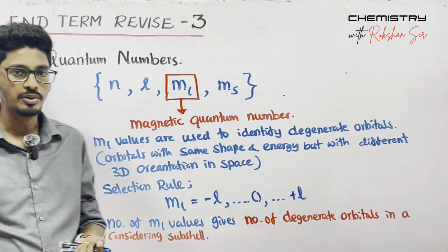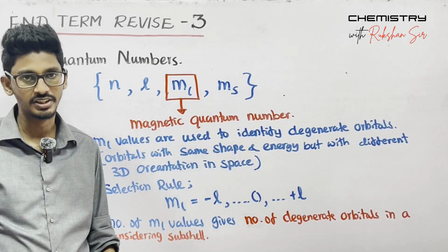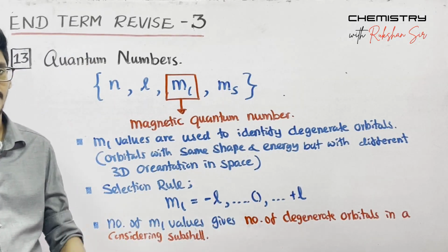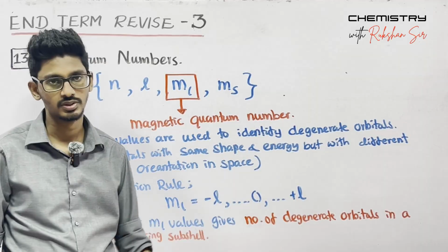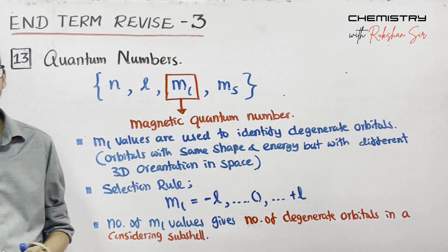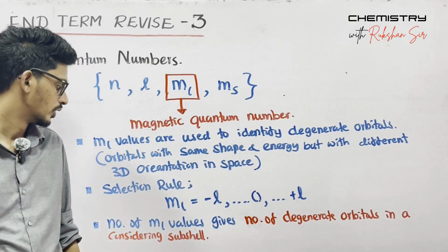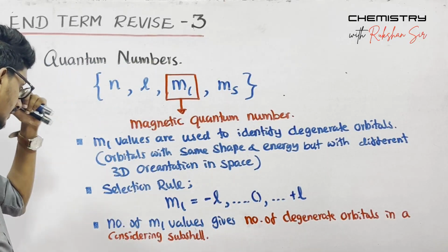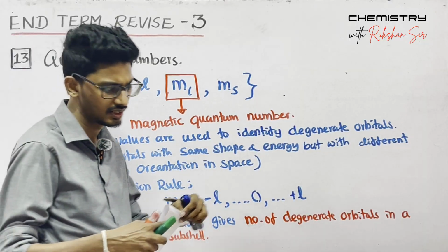When considering d orbitals, the d subshell, the l value is 2. So you have minus 2 to plus 2 along with 0. You have 5 ml values: minus 2, minus 1, 0, plus 1, and plus 2. 5 ml values with the d subshell means 5 orbitals are there in a d subshell. So the number of ml values gives the number of degenerate orbitals in a considered subshell. These are the things we should know about the magnetic quantum number.